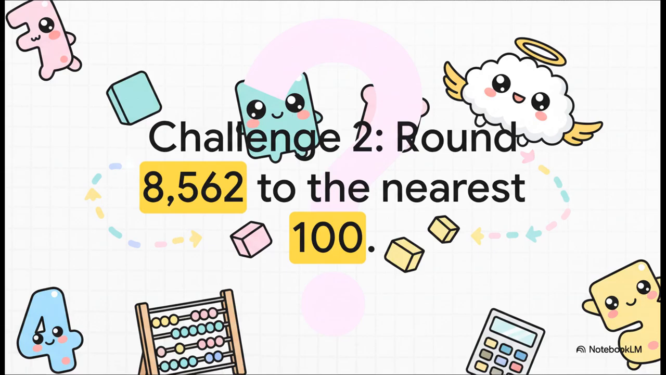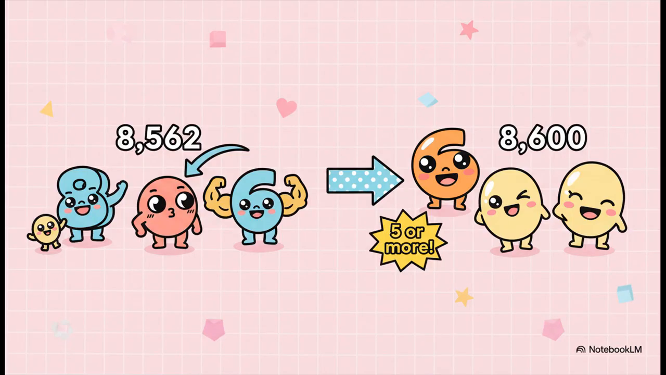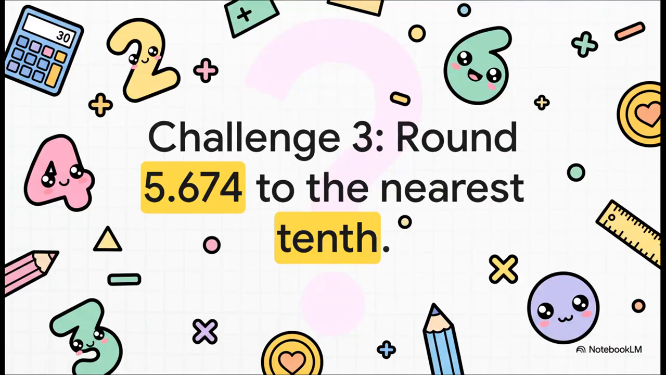Okay, next up, it's time to use that golden rule. Round 8,562 to the nearest hundred. What do you think? The answer is 8,600. We're rounding the hundreds place, so we look next door at the tens digit, which is a 6. Since that's 5 or more, we round the hundreds digit up from 5 to 6. Excellent.